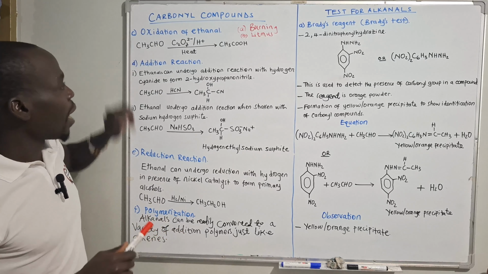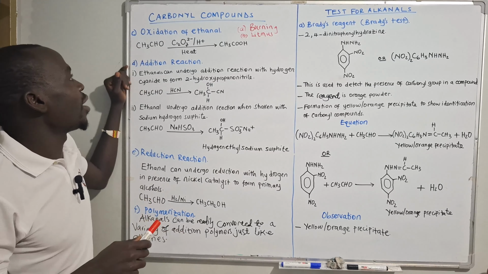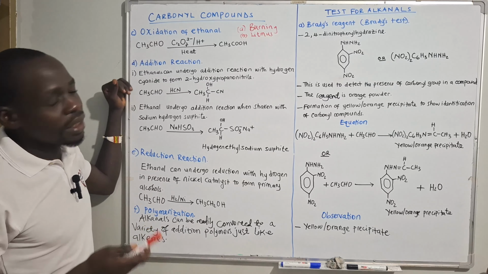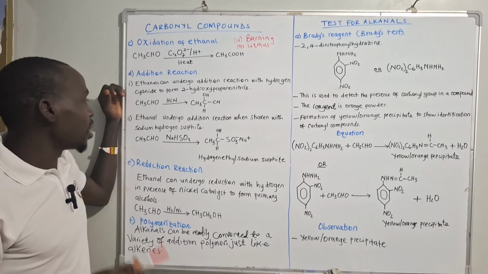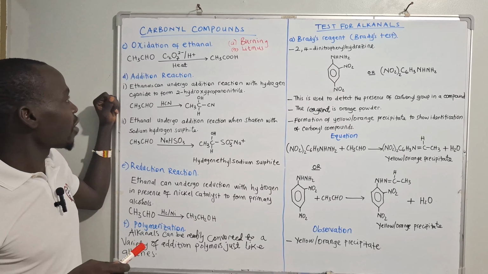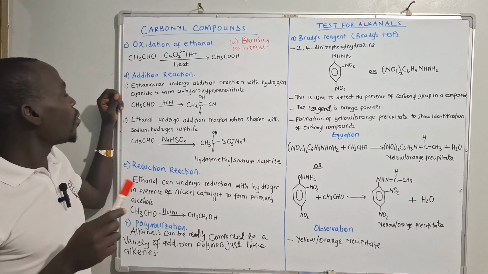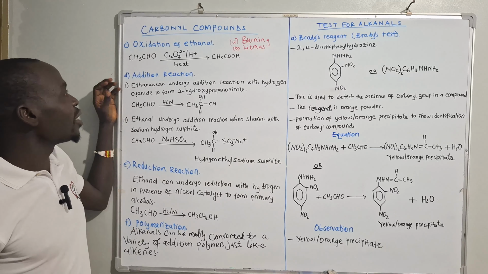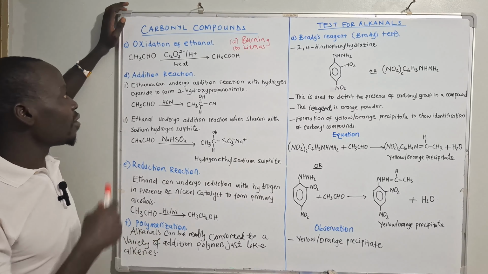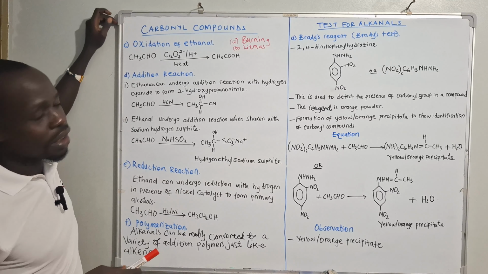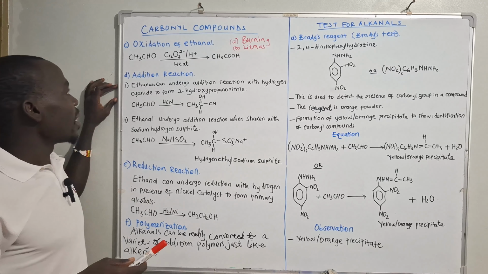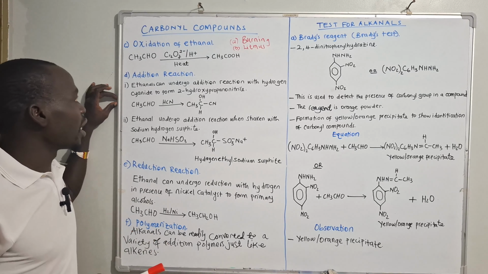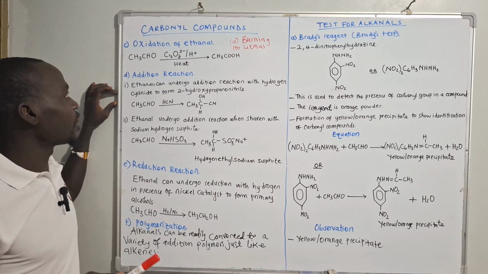Now let's see part C, which is oxidation of ethanal. In your Senior Two, you learned about oxidation, and we said oxidation is simply the addition of oxygen, or the removal of electrons, or the removal of hydrogen, or the increase in the oxidation state. Then, in the other way, reduction is the removal of oxygen, the addition of electrons, the addition of hydrogen, and the decrease in the oxidation state.